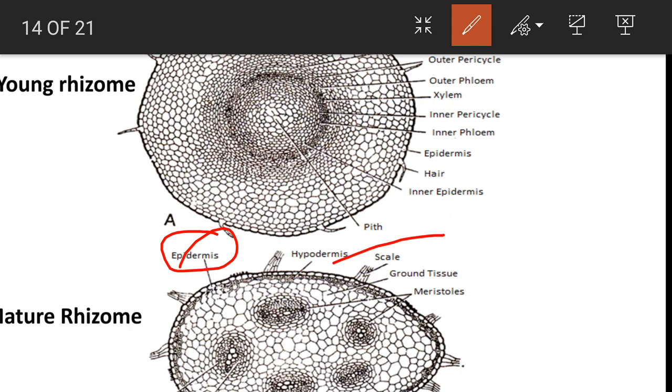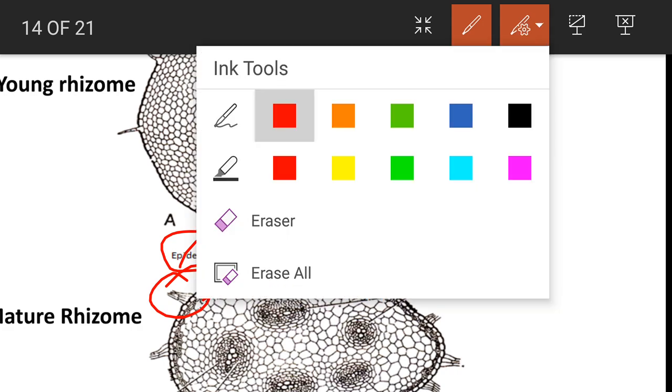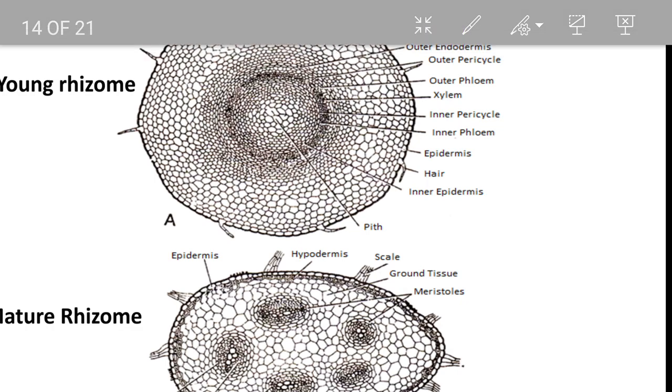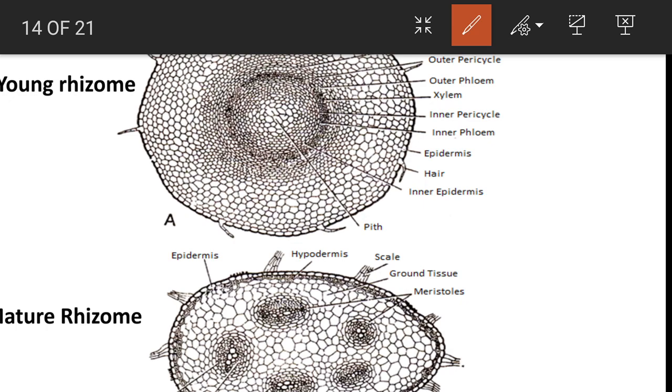Once again, the outermost layer of the rhizome is called the epidermis. Epidermis is the single layered, outermost layer; here I am drawing single layered epidermal cells which are covered by the cuticle. The multicellular hairs arise from the epidermal cells. And then next to the epidermis, we find the region that is called the hypodermis. You know very well, the region below the epidermis is called the hypodermis.